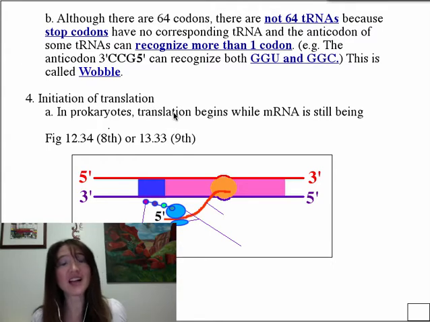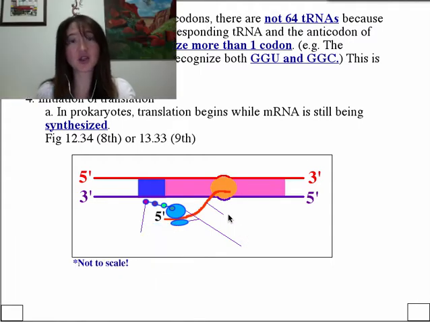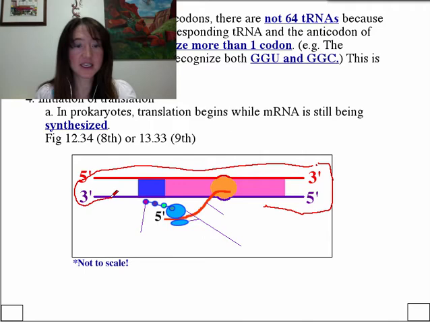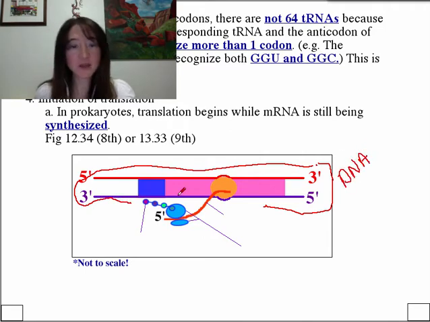So in prokaryotes, translation begins while mRNA is still being transcribed. So this is a very cheesy picture to try to show you that, in fact, what could occur is that DNA could be being read by the RNA polymerase enzyme. So just to reorient ourselves, this is DNA, right? This is the DNA, okay? So DNA is being read by RNA polymerase. This is RNA polymerase.